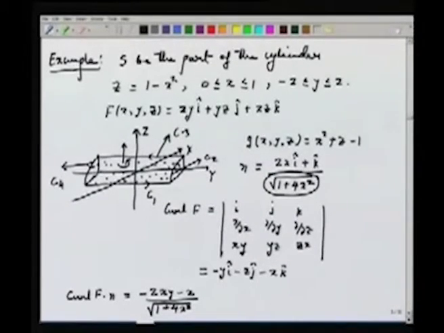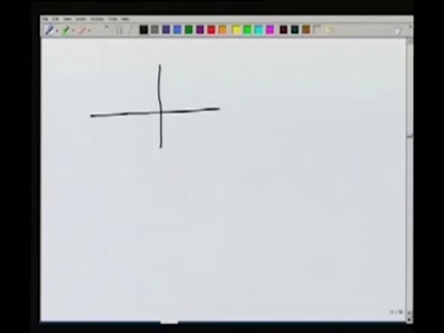Okay. Now to do the line integral of the function, I need to know what exactly these curves represent. So let me note it here first, what is C1. In C1 I notice that x is fixed, z is 0, only y is varying from minus 2 to 2. So we draw the picture again to understand the equations of the curves. This is y, this is x, this is z.